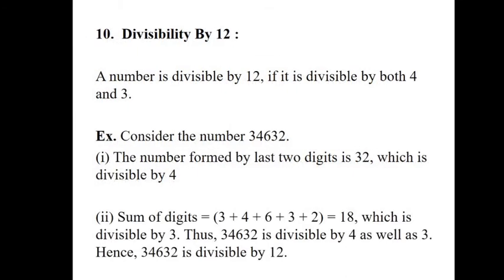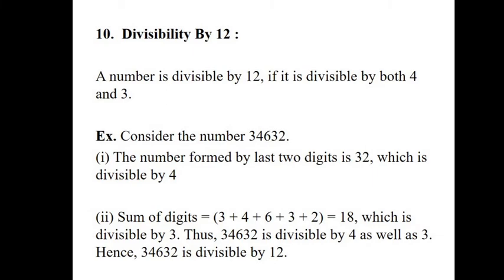Okay. So next, divisibility rule for 12. For the number to be divisible by 12, we just need to check that it is divisible by 4 and 3. Already we know the divisibility rule for 4. When the last 2 digits are divisible by 4, the number is divisible by 4. Here the last 2 digits are 32. 32 is divisible by 4.